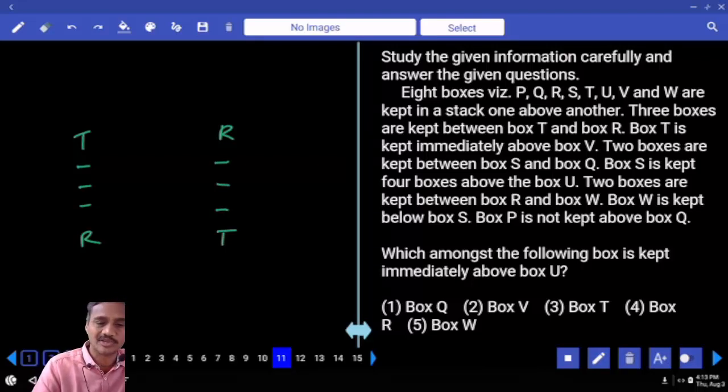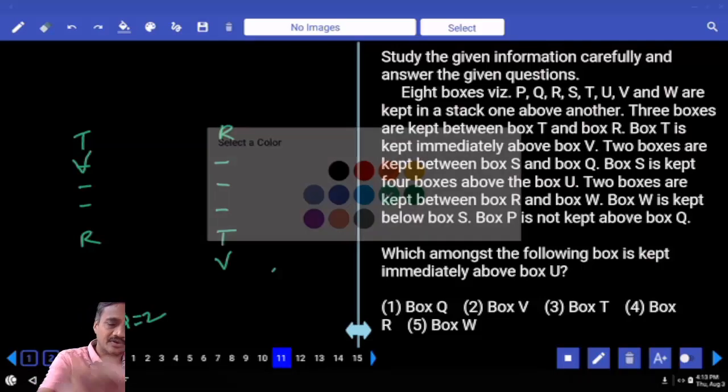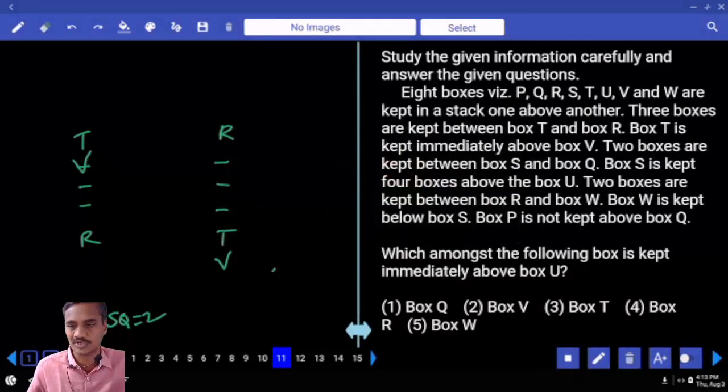T is kept immediately above V. Then, now in this one there are 6 boxes covered. Here there are only 5 boxes. And 3 boxes between T and R. There are 2 boxes between S and Q. Now in between S and Q, how many boxes? Exactly 2. Now S and Q, there must be exactly 2 boxes here.